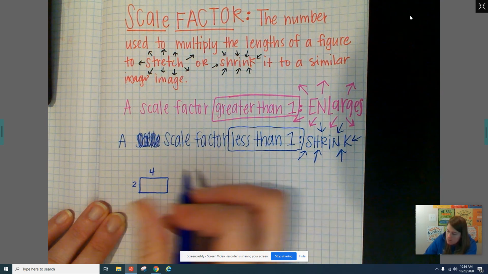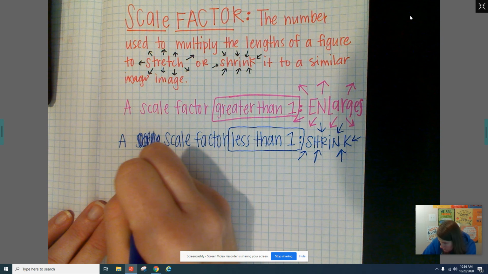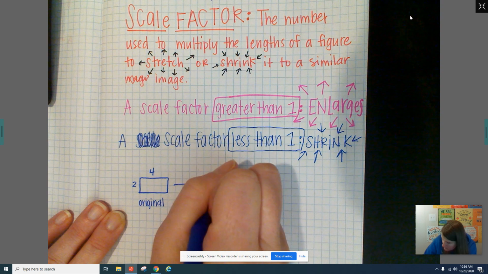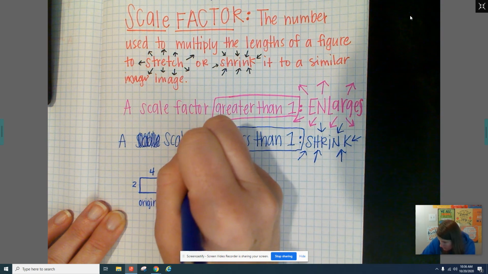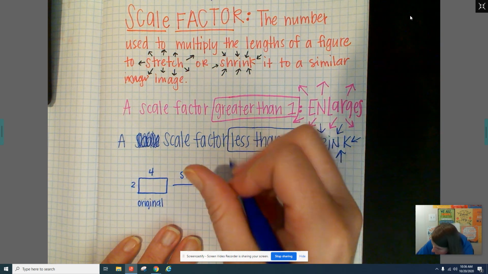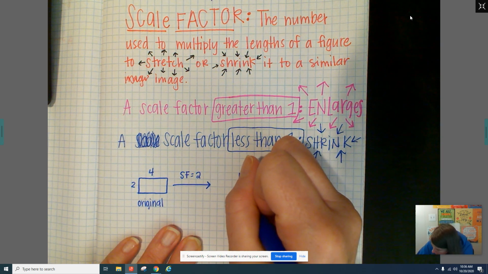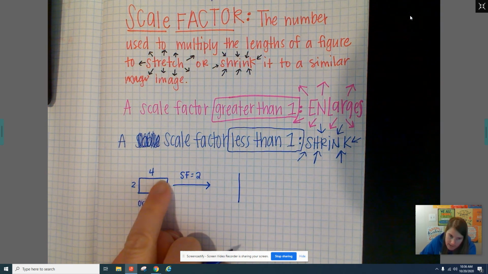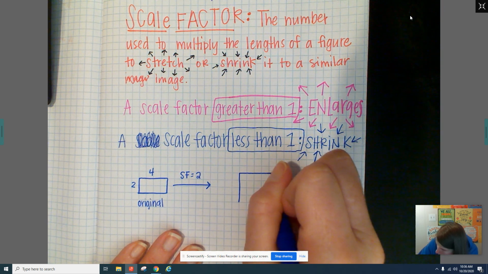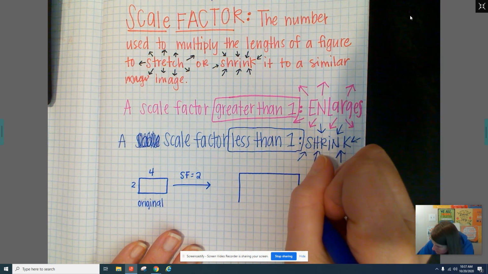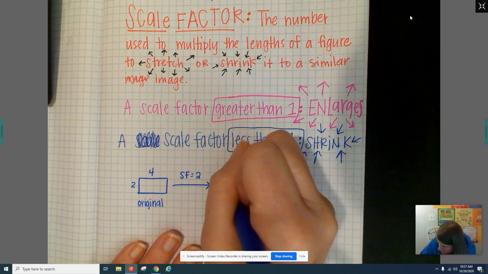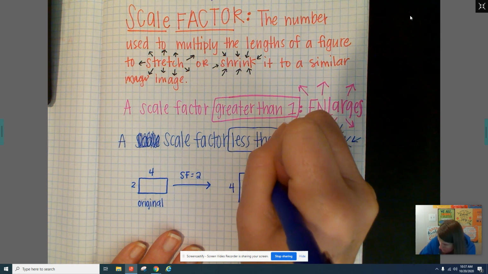Okay, so this is my original. I'm going to use a scale factor of 2. So that means this side over here, that's 2, is now going to be 4. And this side over here, the side on top, that's 4, is now going to be what? 8. So this is now 4, and this is 8.